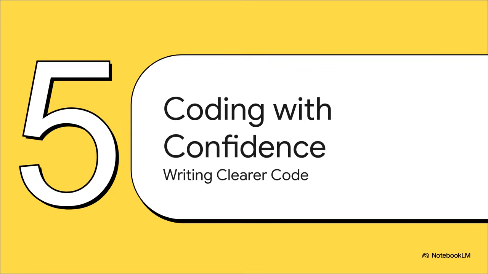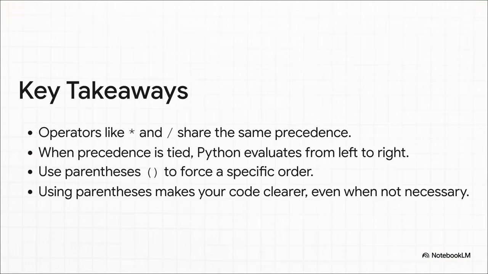You know, understanding this isn't just about solving weird math puzzles. It's about writing code that's predictable, code that's free of bugs, and code that's actually easy for other people and your future self to read and understand. So let's just recap the big ideas here. First, operators like multiplication and division, they're equals. They're on the same level. When they're in a tie, Python just goes from left to right.